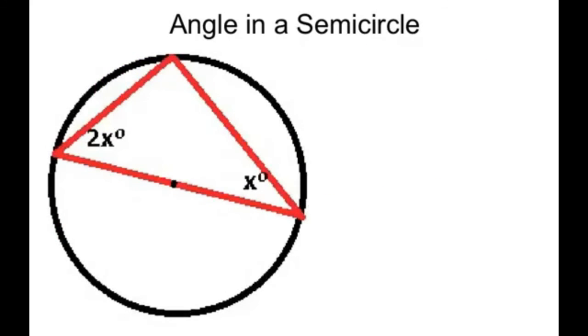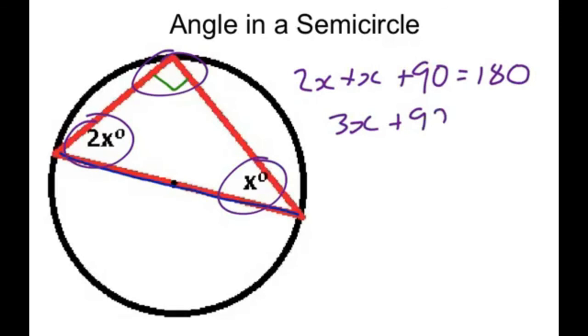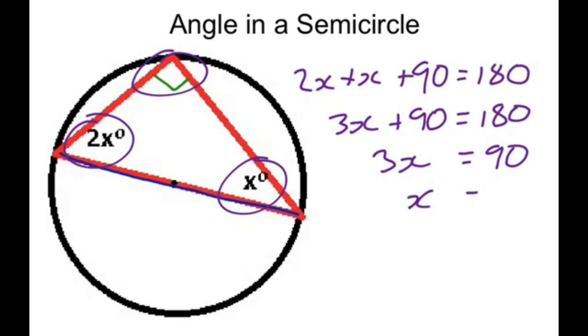This one is similar. We have a diameter going through here because it goes through the center once again, which means that this angle here is 90 degrees. This time we've got a bit of algebra, but we know that 2x, this one, plus x, here's this one, plus 90, which is that one, is equal to 180 degrees. So we have 3x plus 90 equals 180 degrees. So 3x equals 90, so x equals 30 degrees.